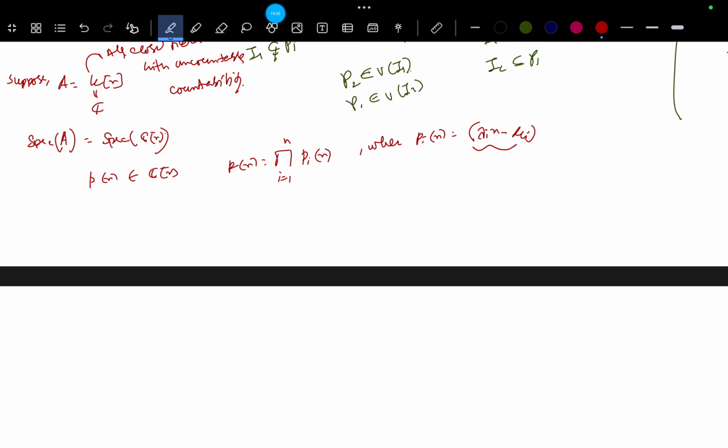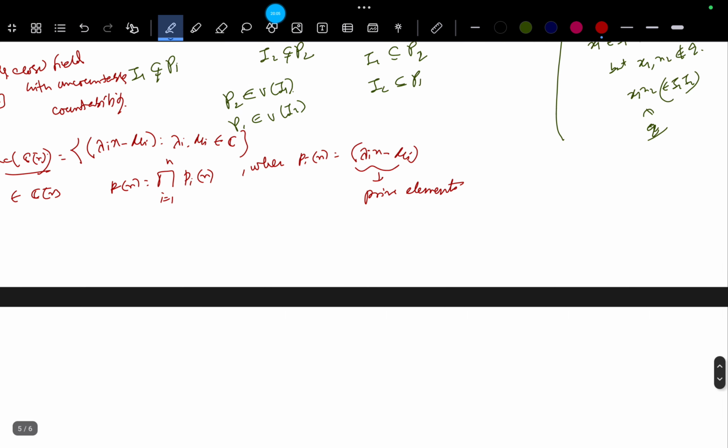So these are the prime elements, right? So in the case of Spec C[x], it is the collection of all λ_i x − μ_i, such that λ_i and μ_i both belong to C. Basically, it is the collection of all degree-1 linear polynomials.